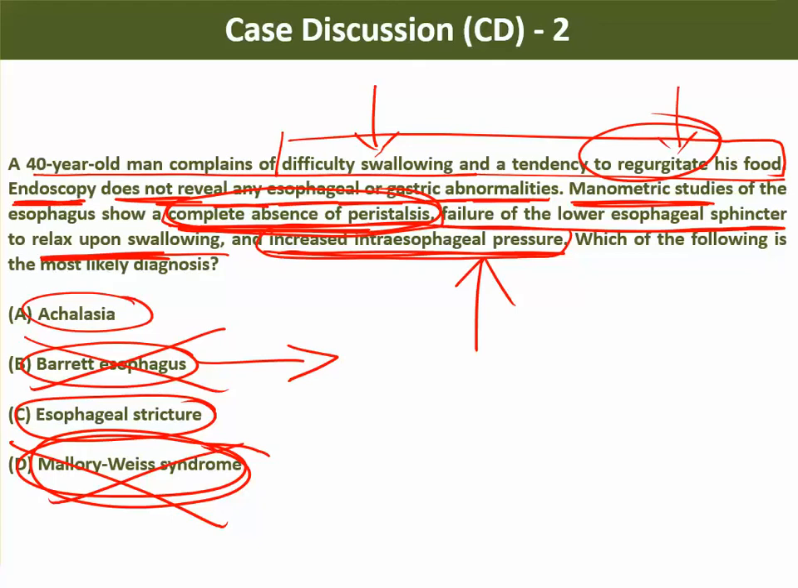So why is the endoscopy negative? They are telling us there is no mechanical obstruction, and they are talking about functional studies showing absent peristalsis. So that itself gives a clue that you are dealing with functional obstruction. From that clue also, if students are very clever, they can choose achalasia directly.